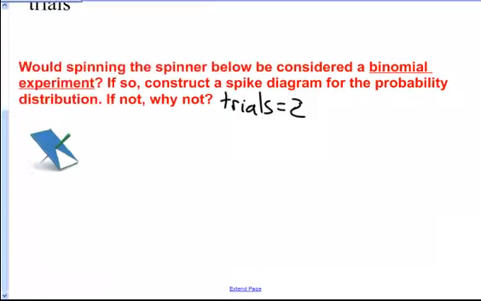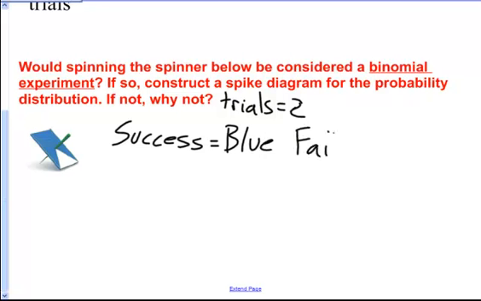Okay, so I would say that yes, it is a binomial experiment. Success equals blue. Whenever we land on blue, we succeeded. Failure equals not blue. Whenever we don't land on blue, that is considered a failure.